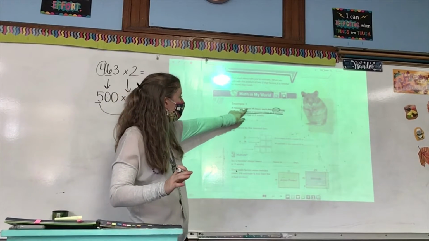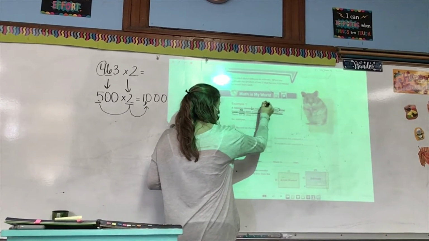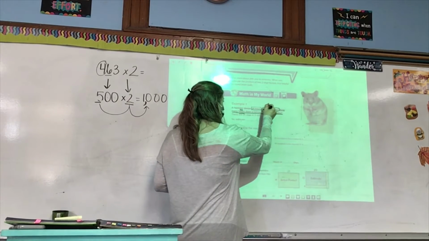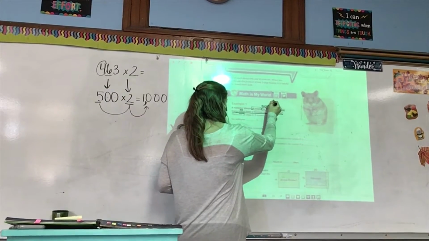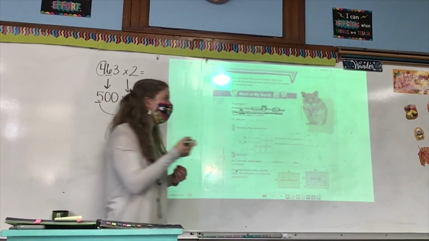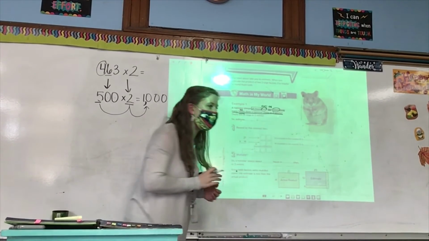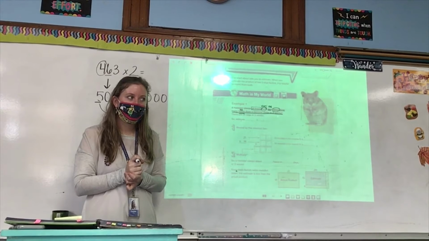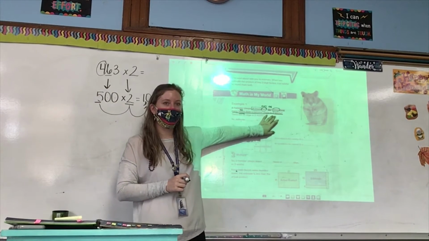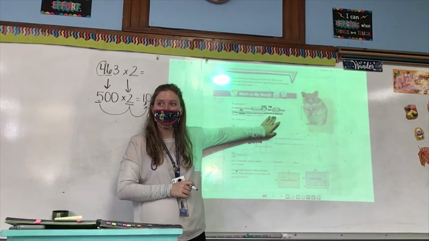A hamster sleeps 14 hours. Well, I see 14 hours, so I do know that's important because that's my answer unit. Each day. Each tells me I'm multiplying or dividing. And then the noun after each tells me my other unit, which is day. If I keep going and I say 3 weeks, well, there's my other number, so that must be my other number, 3 weeks.